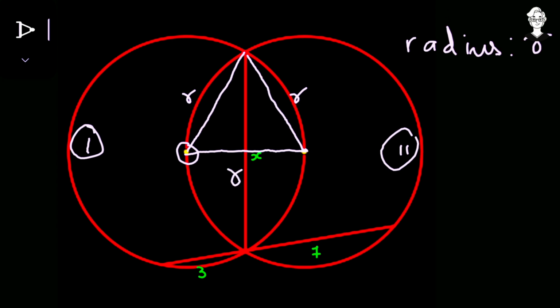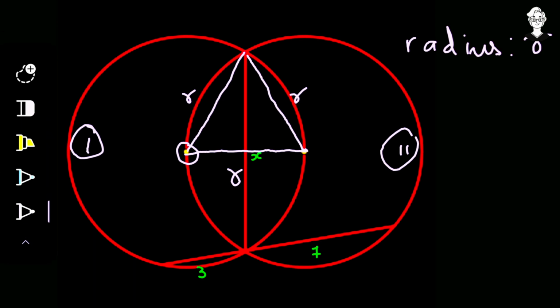So what we have is a triangle. All three sides are equal to r, and that means these three sides are equal. So a triangle with all three sides equal forms an equilateral triangle, and all the angles equal 60 degrees. So let's mark that.